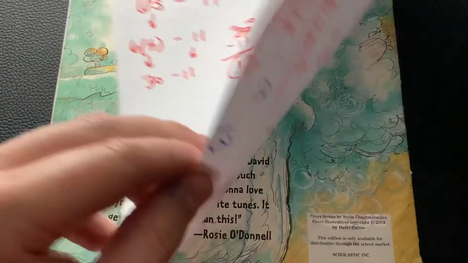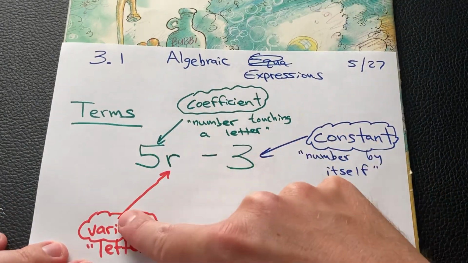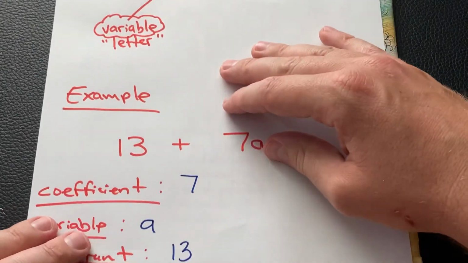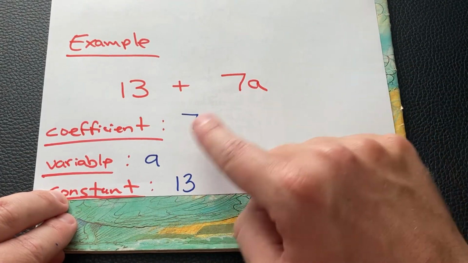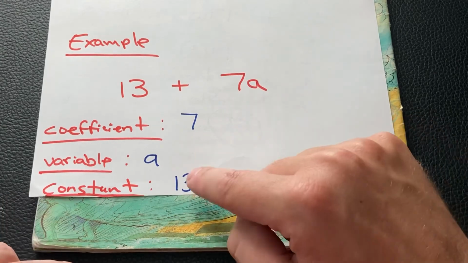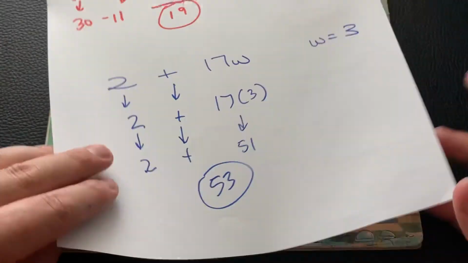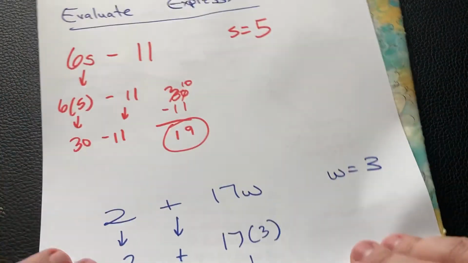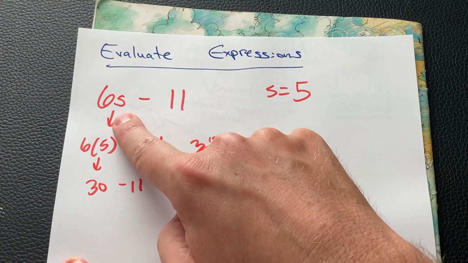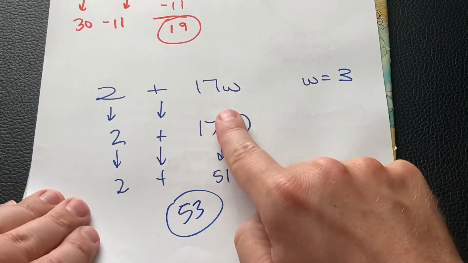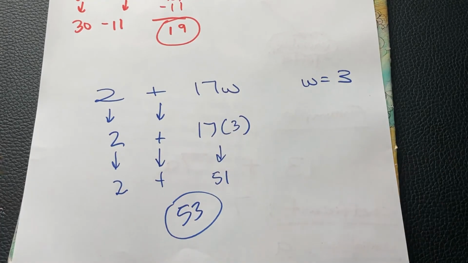So let me summarize here. In the first part, you're going to need to know the terms: coefficient, variable, constant. The coefficient is the number touching the variable. The variable is the letter. The constant is the number by itself. Then you're going to actually do math and you're going to plug it in. S is no longer S, it's 5. When they're touching, you times. W is no longer W, it's now 3. When they're touching, you times. You come up with the answer.